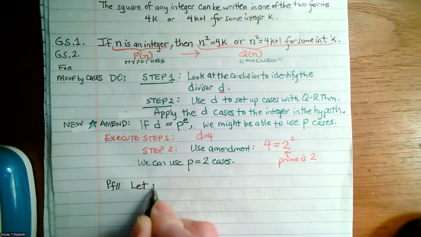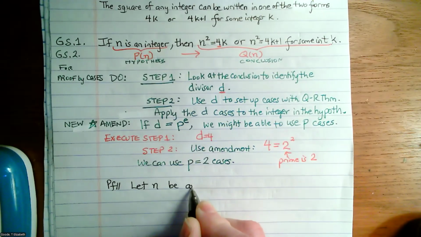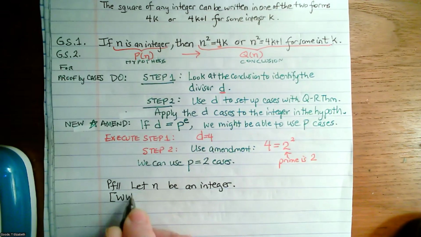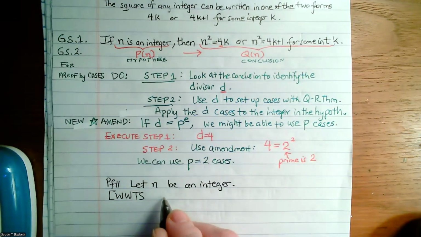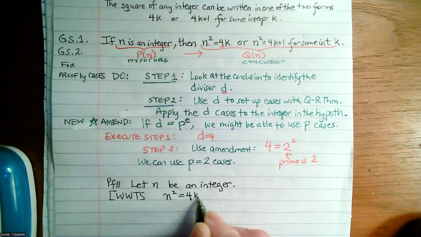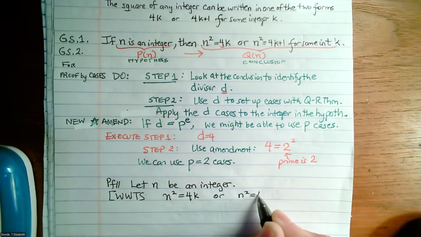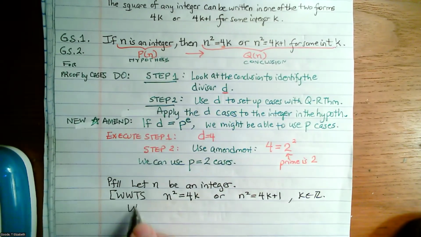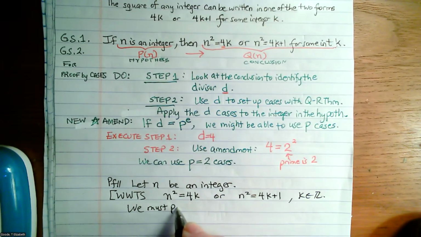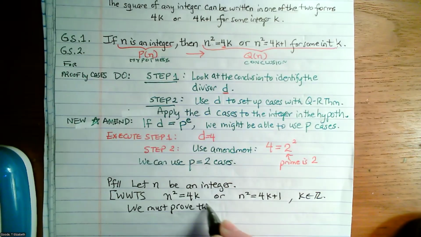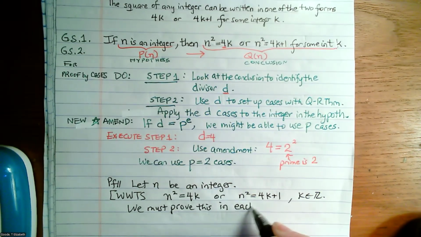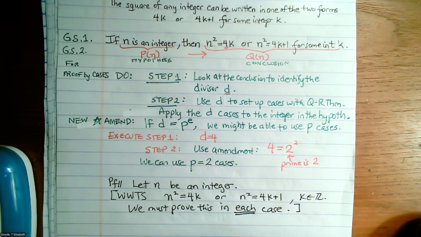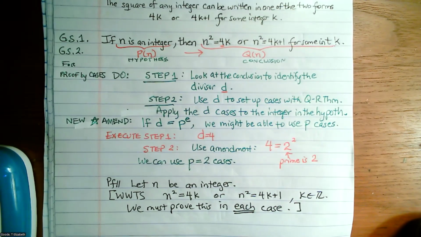We're going to let n be an integer. What do we wish to show? Well, we wish to show something about n squared, that either n squared equals 4k or n squared equals 4k plus 1, where k is in Z. We must prove this in each case. No matter how many cases we have, we have to prove the wish in every case. Are you with me?